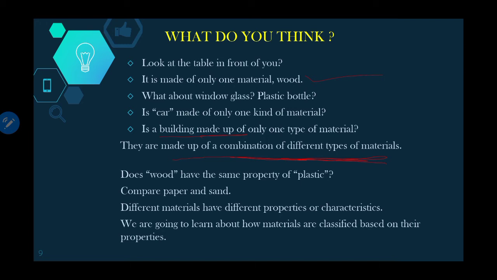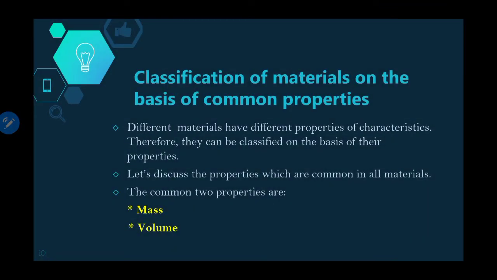Does wood have the same property as plastic? Compare paper and sand. Different materials have different properties or characteristics. Now we are going to learn about how materials are classified based on their properties. Now, classification of materials on the basis of common properties. What is the meaning of common properties? Let us discuss. Different materials have different properties or characteristics.